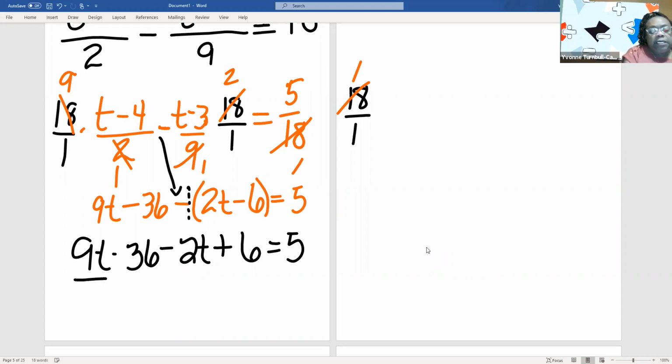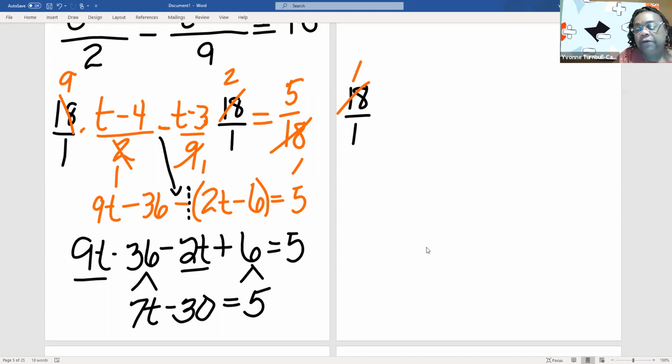We have a 9t and a 2t. We have a constant of minus 36 and a constant of 6. I identify my like terms with like markings. That tells me those are 2 things I'm going to combine. 9 minus 2, of course, is 7. Negative 36 plus 6 is going to be a minus 30. And all that equals 5.